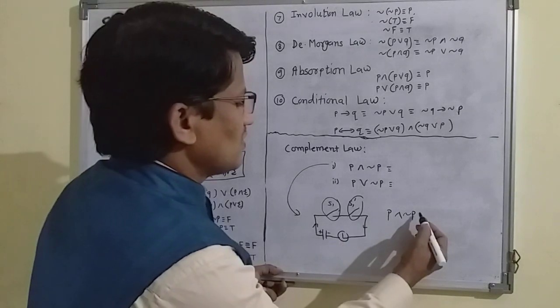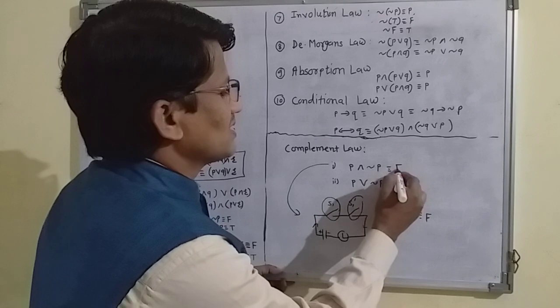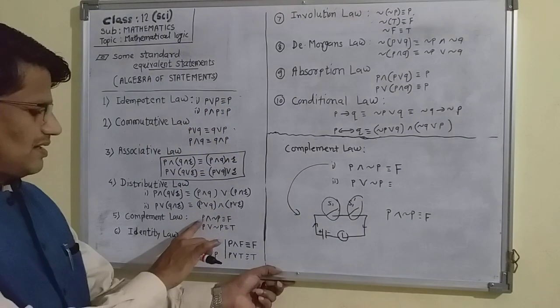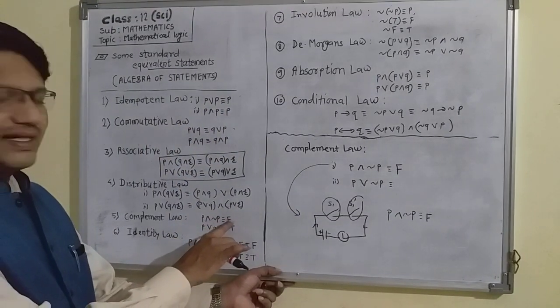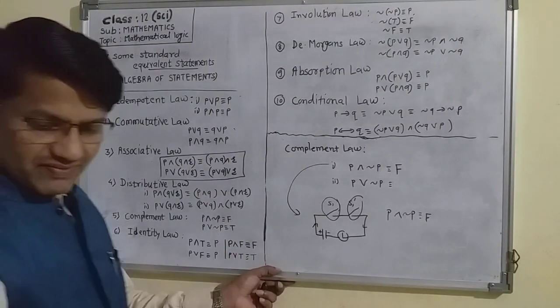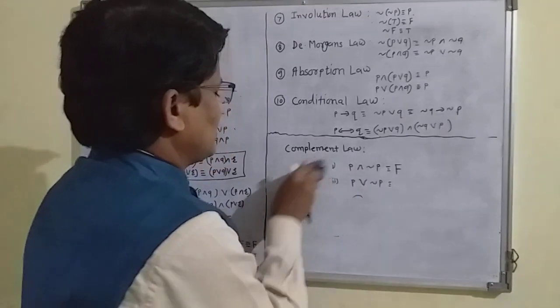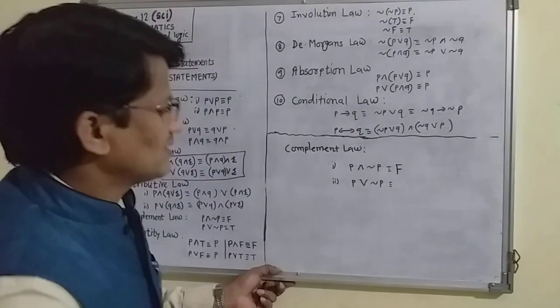Means the result is what? The result is F. In this condition, we can use F. Hence, the result of P and negation P is F. Now let us see P or negation P.